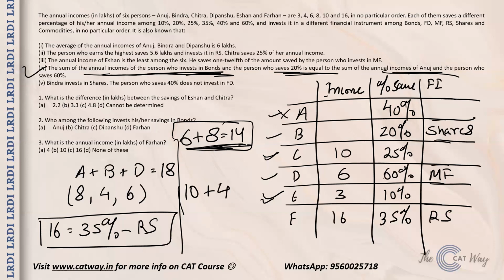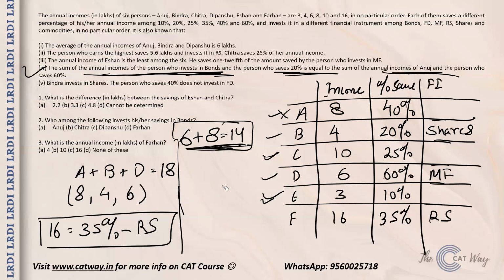And that 4 lakh income person is also not A. That is also certain, because further ahead in that statement they are comparing it with Anuj's income. So Anuj cannot be the person with the 4 lakh income. So one thing is certain, that it is B who has 4 lakh income, and A definitely goes with 8 lakh income.